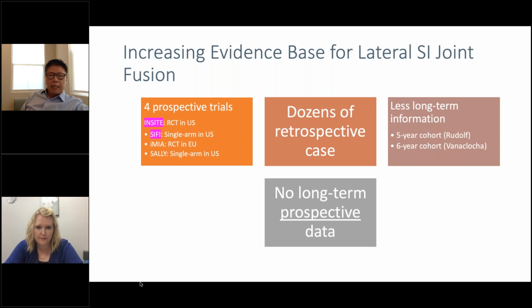So what's the evidence for this SI joint fusion? Most of the evidence is lateral approach, and most of it is with that SI company, SI-BONE, with their iFuse system. There are 4 prospective studies. I was involved in INSITE as well as SIFI. INSITE was the randomized control study, and SIFI was the single arm study in the US. There's dozens of retrospective cases, but there hasn't been that much long-term. The most recent long-term study that came out was from the follow-up to the INSITE and SIFI studies. That was called LOIS. Next slide.